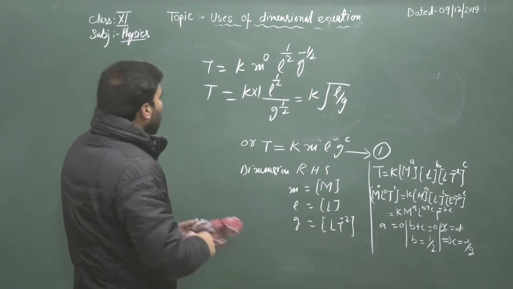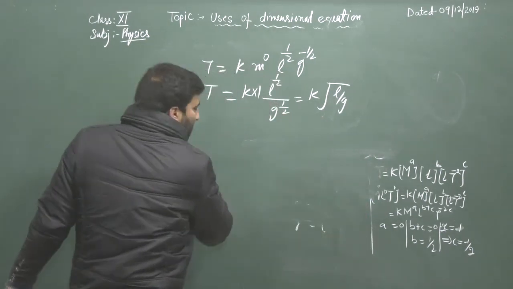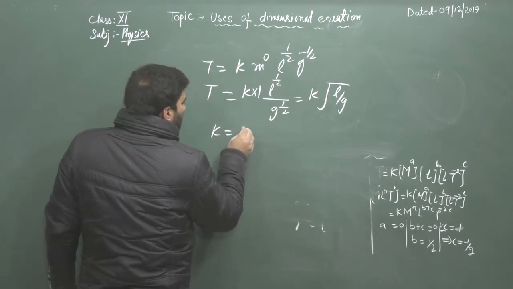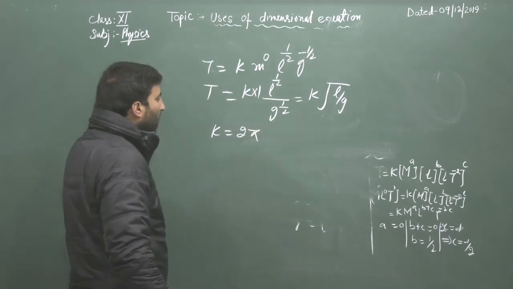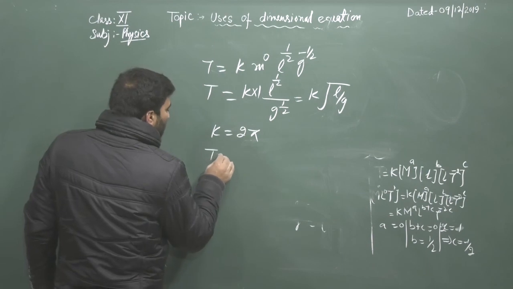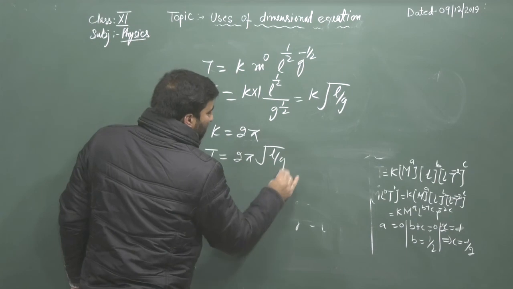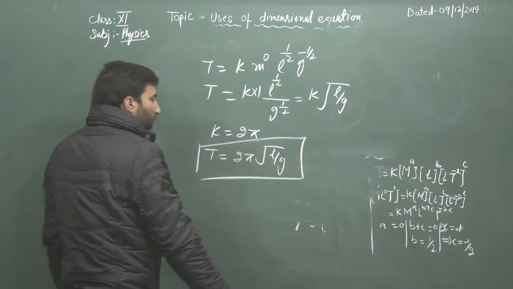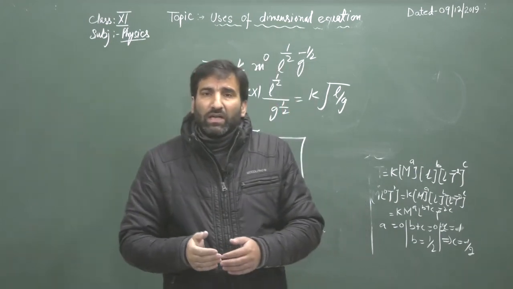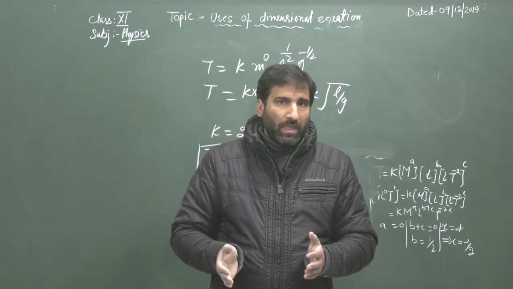The value of K is found experimentally, and its value is equal to 2 pi. So therefore we can write the time period of a simple pendulum as T equal to 2 pi square root of L by g, which is the time period of a simple pendulum. So this is how we have derived the time period of a simple pendulum by using dimensional analysis.